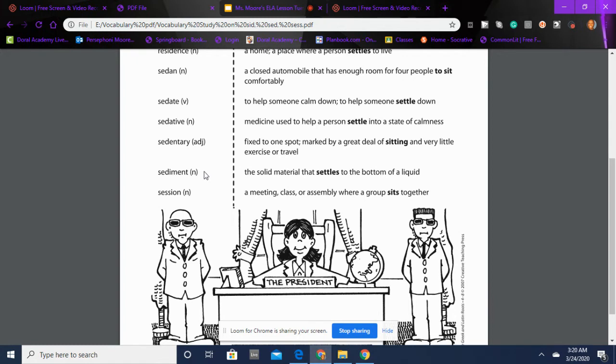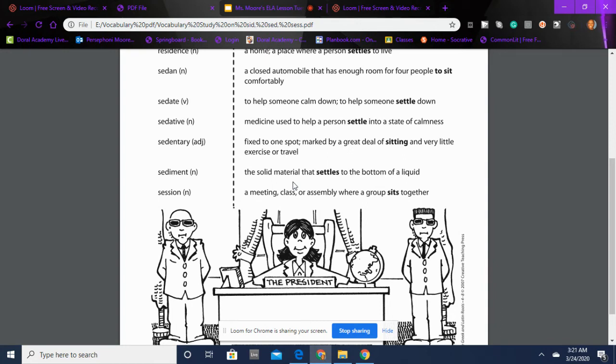A sediment is a noun. Sediment is the solid material that settles to the bottom of a liquid. Depending on the material that does not dissolve, it will settle to the bottom of the liquid. Oftentimes when I think of sediment at the bottom of a liquid, it's tea. I know that might sound strange. I love tea. And whenever I make tea, maybe it's hot or iced tea, sometimes the tea from the tea bags settles at the bottom of the liquid and it doesn't dissolve. It just sits there.